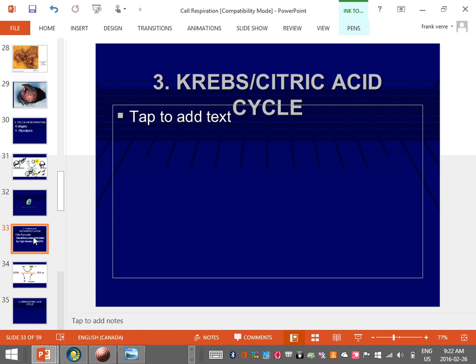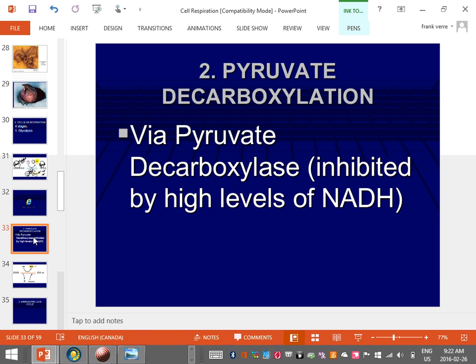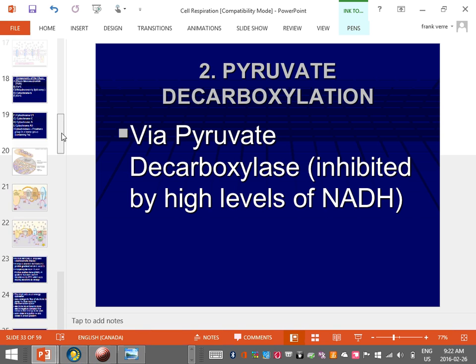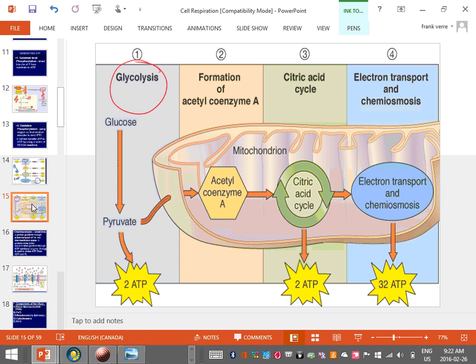The second stage is super easy to understand. The second stage, and by the way, where does the second stage occur? In the mitochondria. So, let's think about a problem here. I like to think about problems. Let's make a prediction.